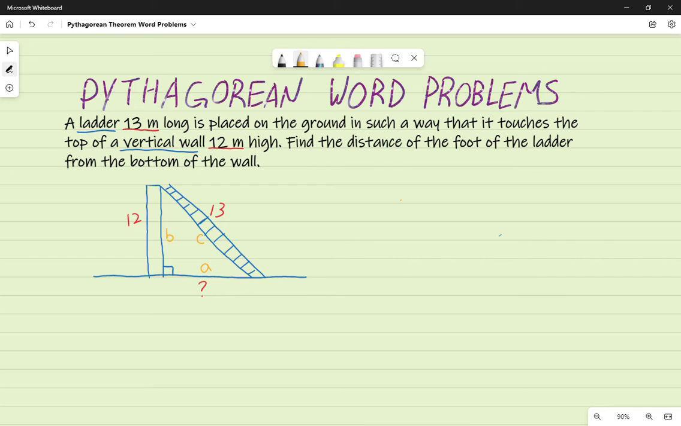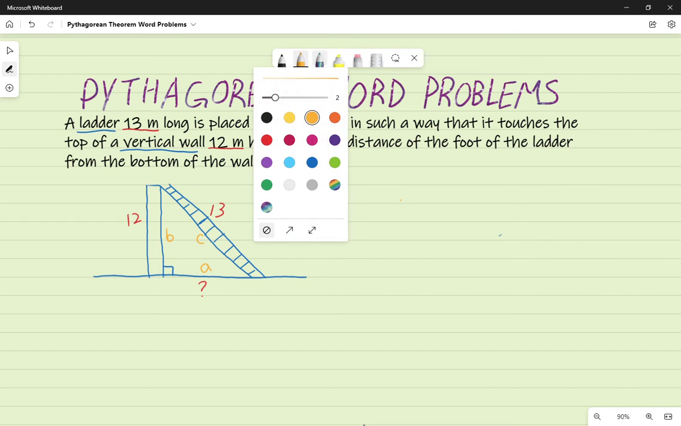Okay. Remember, it's important to find C first, and then the other two are interchangeable. C is always the longest, or the one across from the right angle. Right angle is here, across is C. So we don't need that, let's erase that.